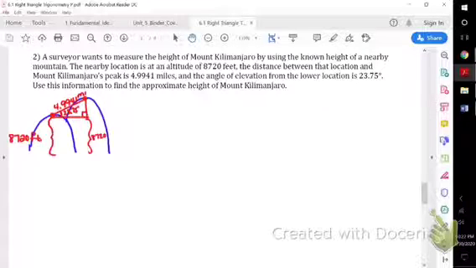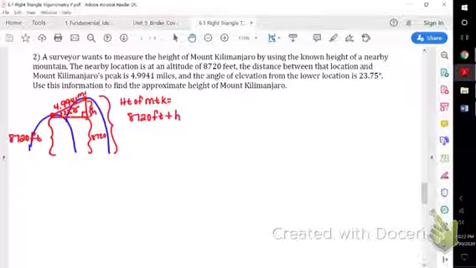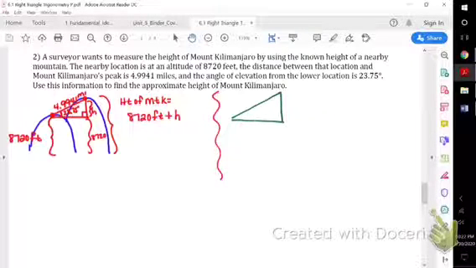It says, use this information to find the approximate height of Mount K. So we're after the entire height here. So how are we going to find the height of Mount K? Well, we can take that 8,720 feet and add the height of this little triangle right there. So I'm going to call that H. And once we add those two together, we will have our answer. So we're going to have to do some work to solve for H. So I'm going to go ahead and just redraw this triangle over here, that way my mountain drawing's not all in the way.